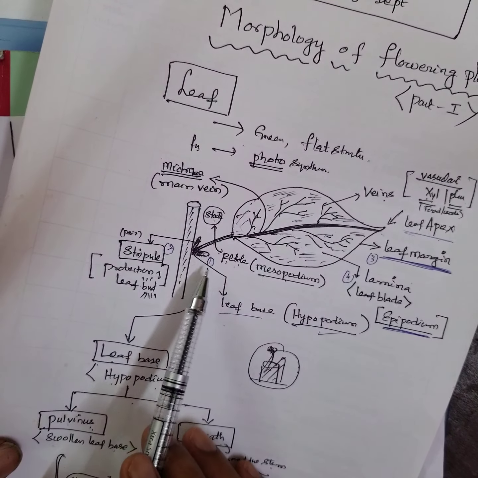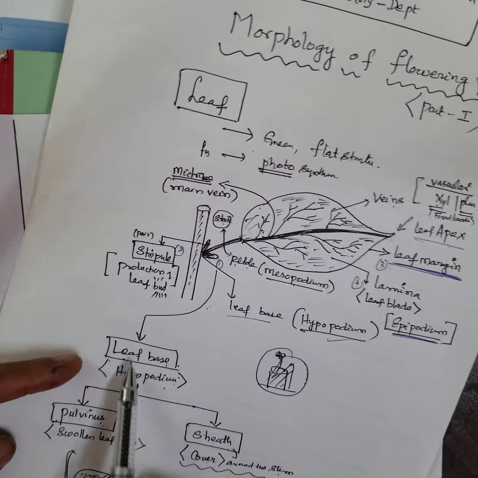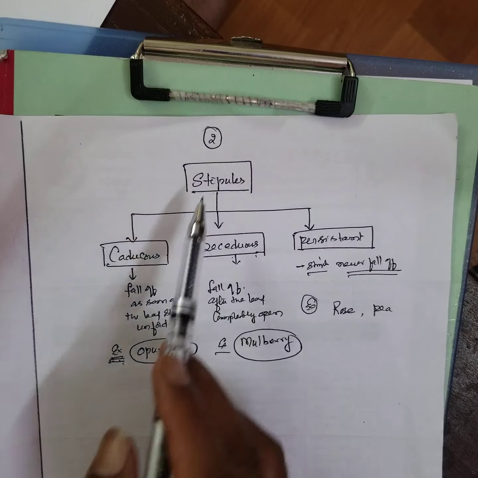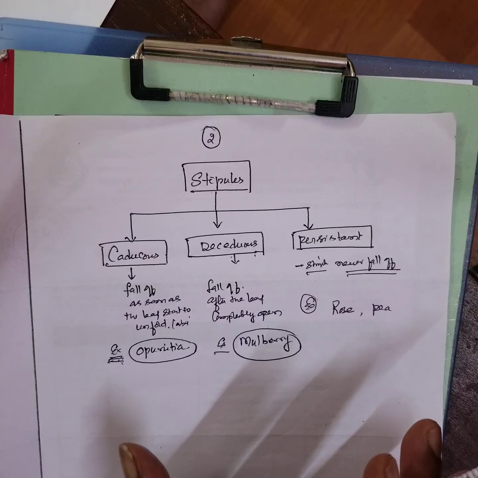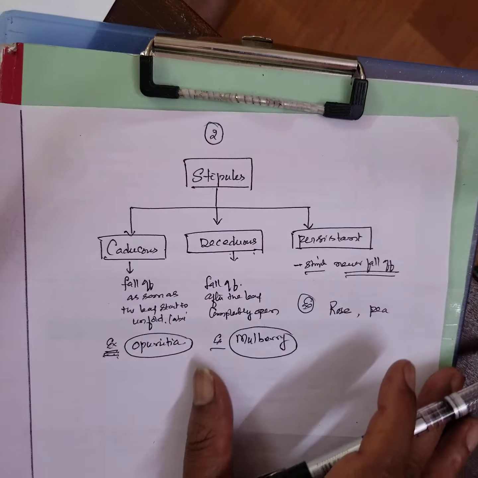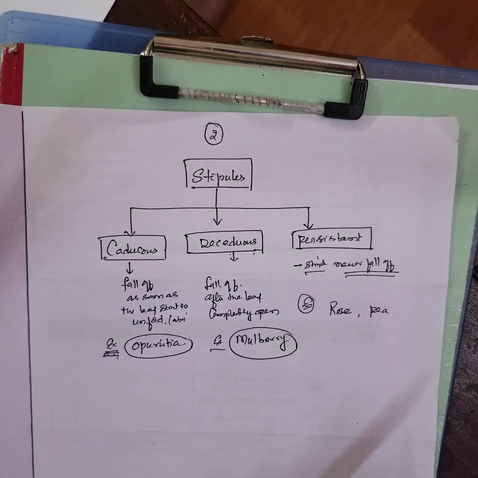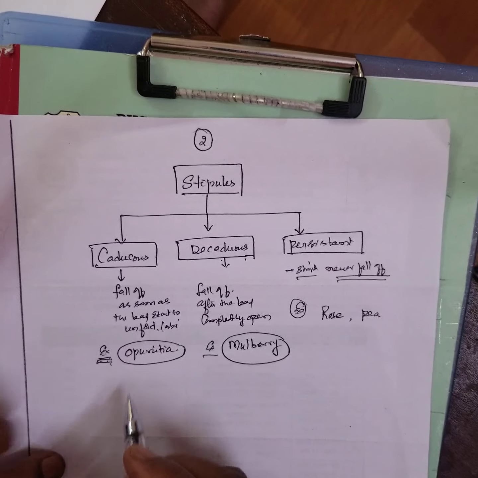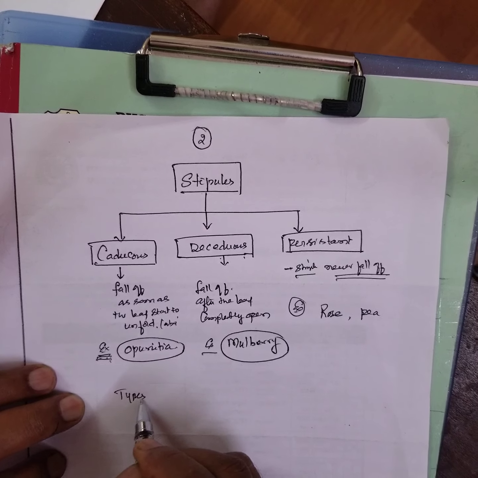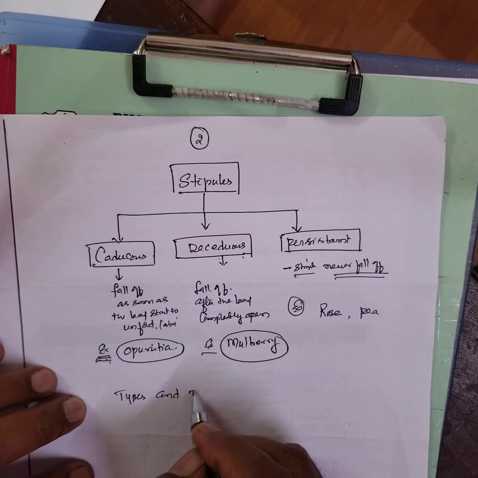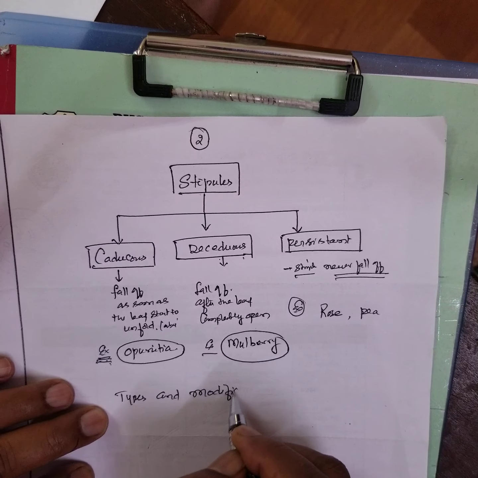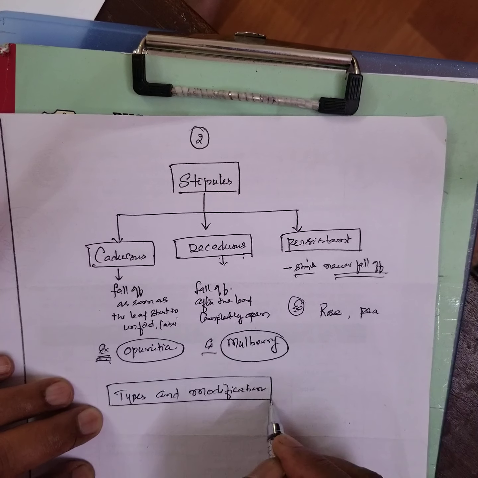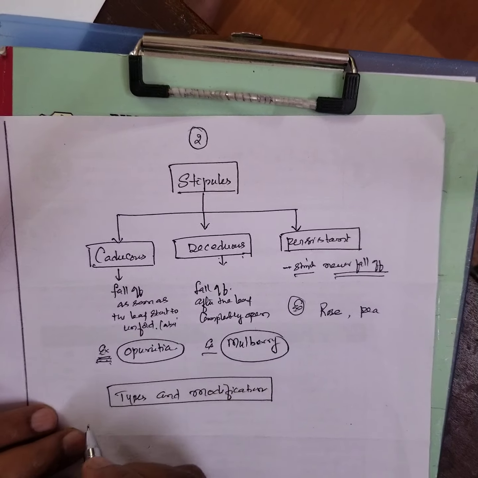The leaf base has 2 modifications. Here, stipule, you are going to have this type, this is a different type. Then again, we have a different type of modification. That is 5 types of modification. I will discuss now. Therefore, types and modifications. There are 5 modifications.